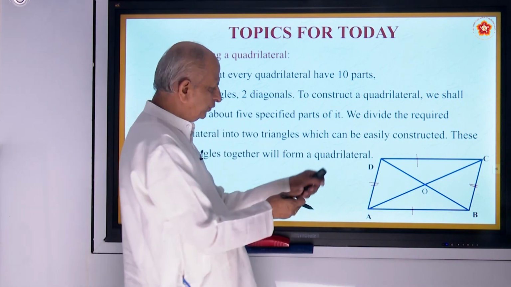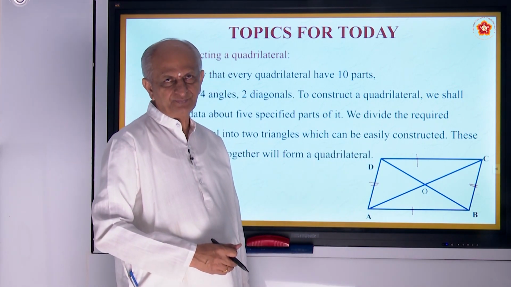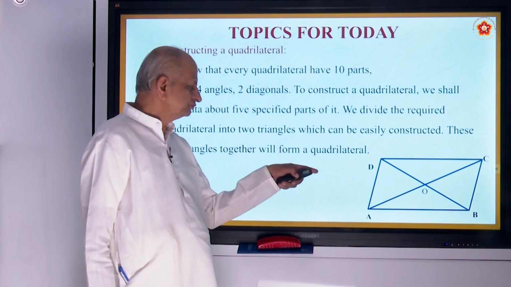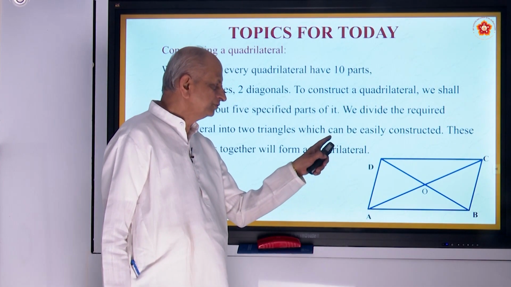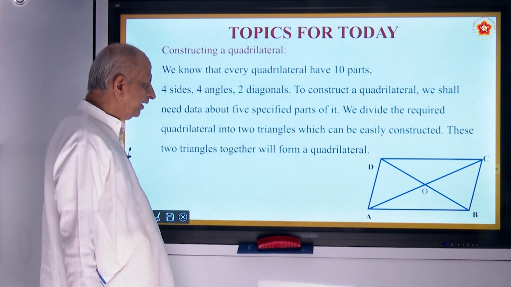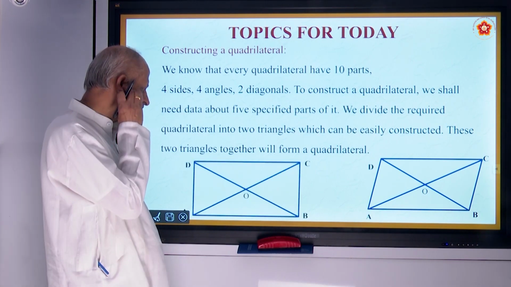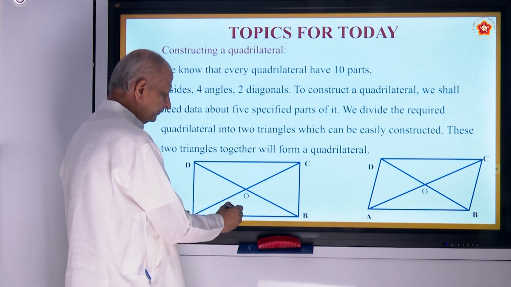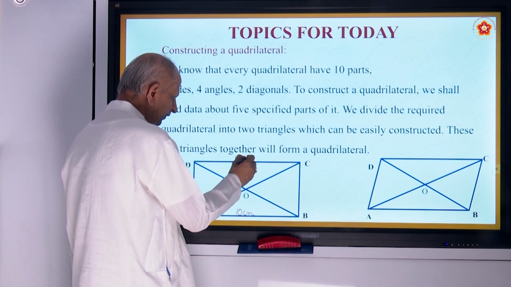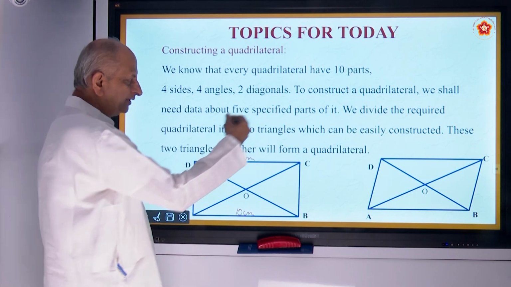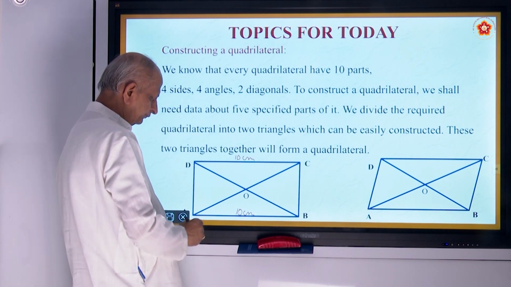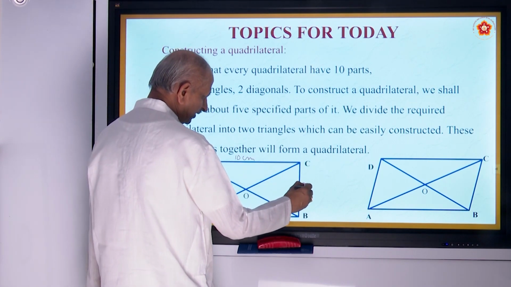Now suppose you twist it a little, what will happen? It becomes a rectangle. A quadrilateral will have 4 sides, 2 diagonals, 4 angles. So when you draw a quadrilateral, suppose the length is 10 centimeters, and this is a rectangle, and suppose the breadth is say 8 centimeters.